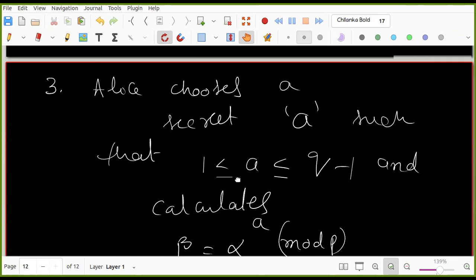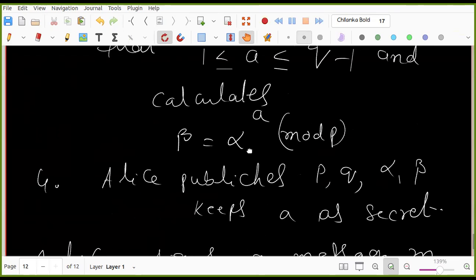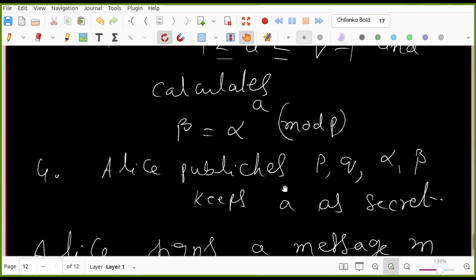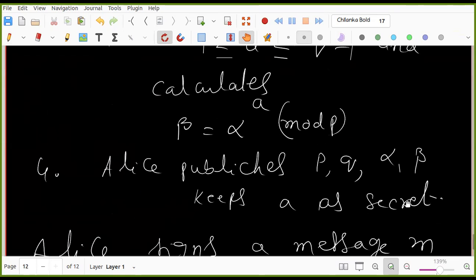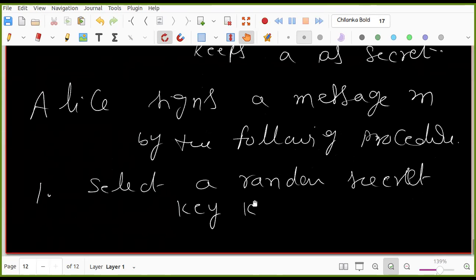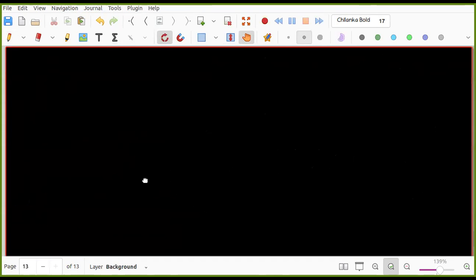So now the signature procedure. Alice publishes P, Q, alpha, beta and keeps A as a secret. That much is done. Now, how does the signature go? She selects a random integer K, step 1. I'll come back again, because we need to explain it, right? This is the first step.